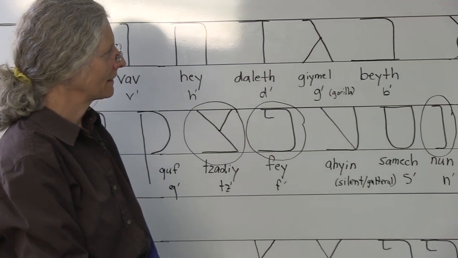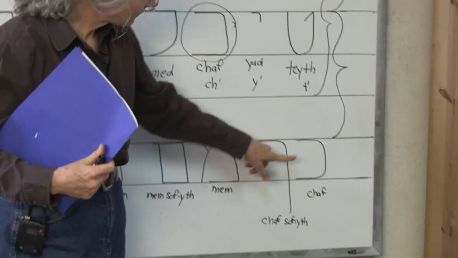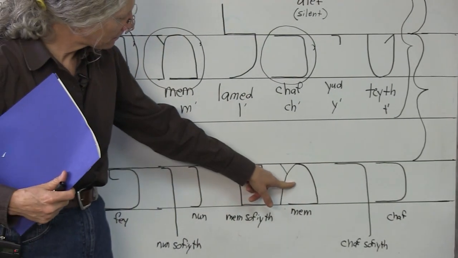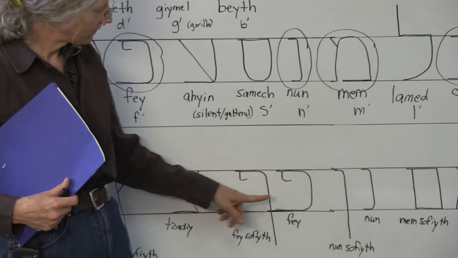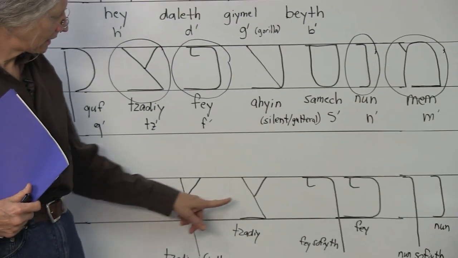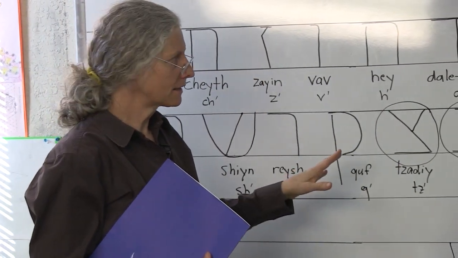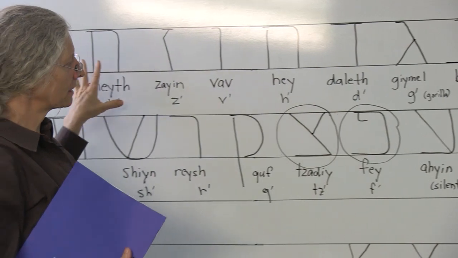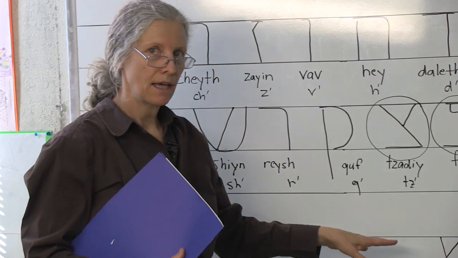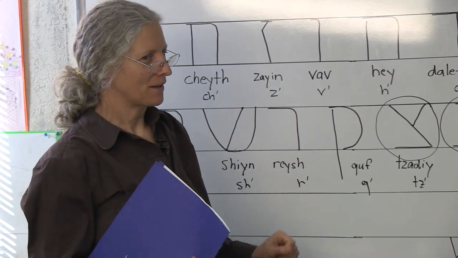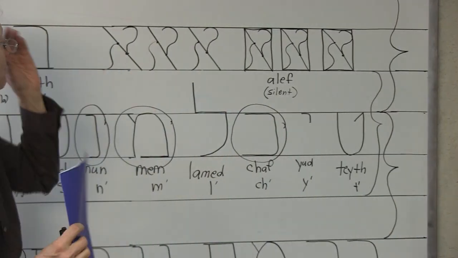So let's review again. Let's go over the Sofyth forms. So let's say Chaf Sofyth, Mem Sofyth, Nun Sofyth, Fe Sofyth, Tzadi Sofyth. Good. All right? So every time we come to class, we're going to write out the Alef-Beyth. We're going to write out the final forms, the Sofyth forms. And should I go ahead and do the vowels? Okay. Let's just review this one more time, okay? Ready?